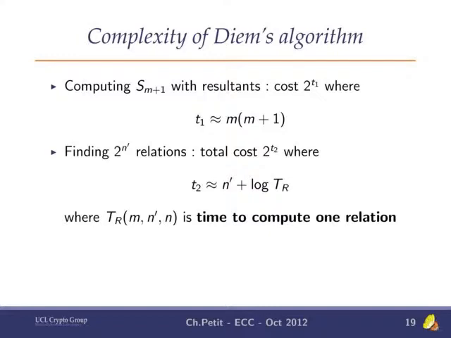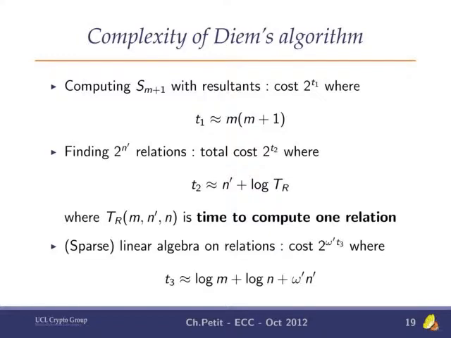So the total cost will be 2 to the t2, where t2 is equal to n prime plus log of the time to compute one relation, okay? N prime being because you need 2 to the n prime relations. Okay, and finally, sparse linear algebra, you got 2 to the T3. That's just linear algebra cost.